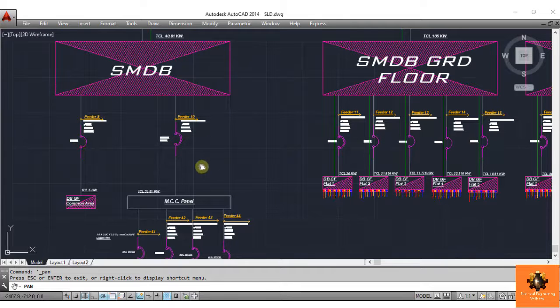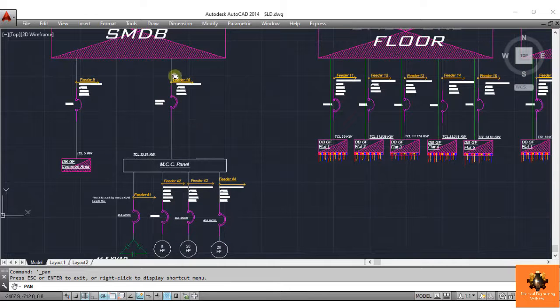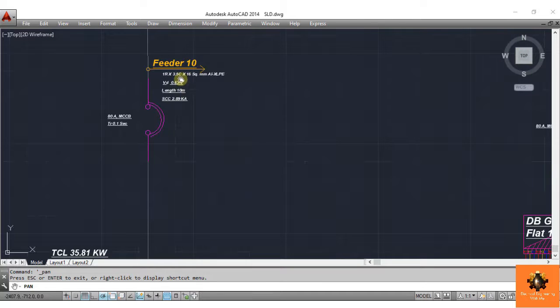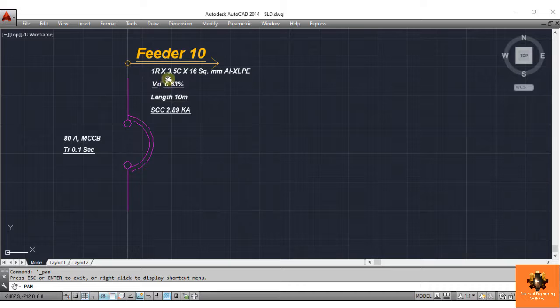Now come to this part. This SMDB also distributes the power to these heavy motors through this cable, feeder number 10 of this size, one run 3.5 cores of 16 square mm. Conductor material is aluminium and XLPE type insulation is used. Again, the voltage drop is 0.63% for this cable of 10 meter length.